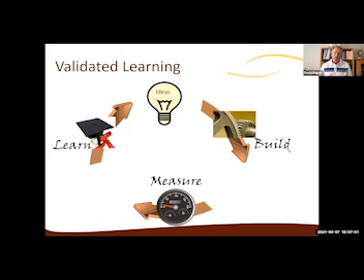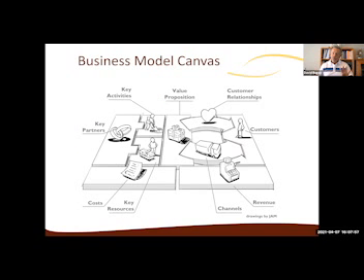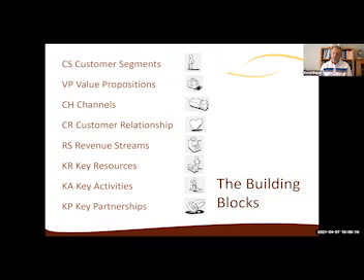Part of our learning process, we're going to sit down, take the idea, we're going to build it, we're going to measure, and then we're going to learn. This is the process that we're going through. Here is the actual business model canvas. You can see it's got 9 different components, and we're going to hit those components throughout the second chapter as we go through.